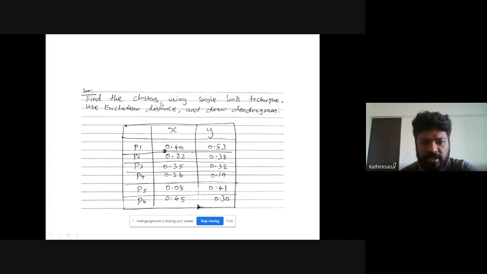See, find the clusters using the single linkage technique. Use Euclidean distance and draw the dendrogram. This is the problem which we are having here.